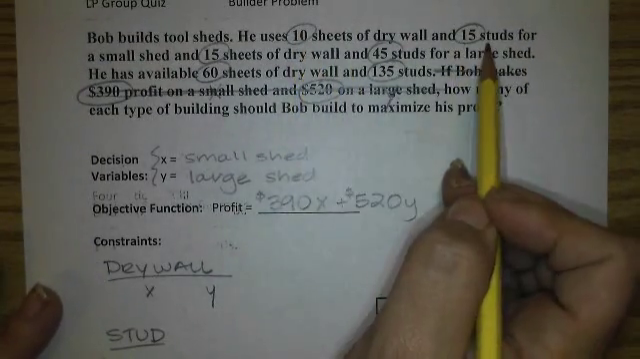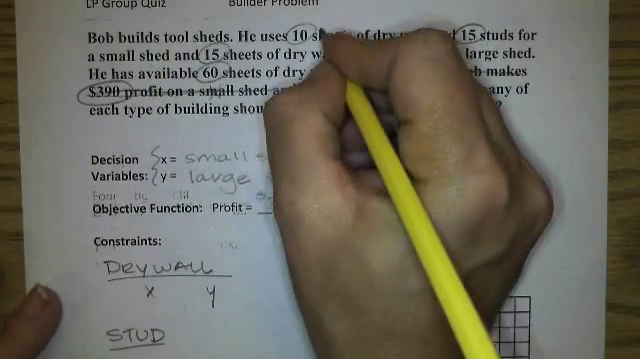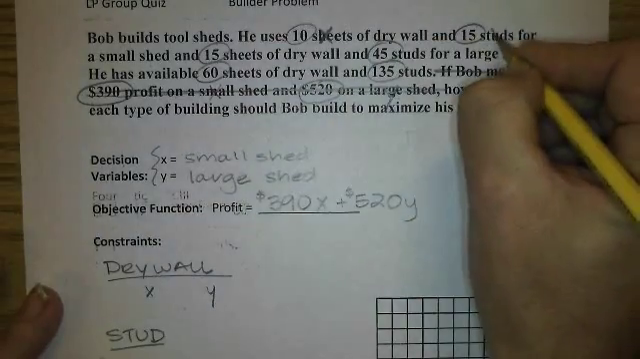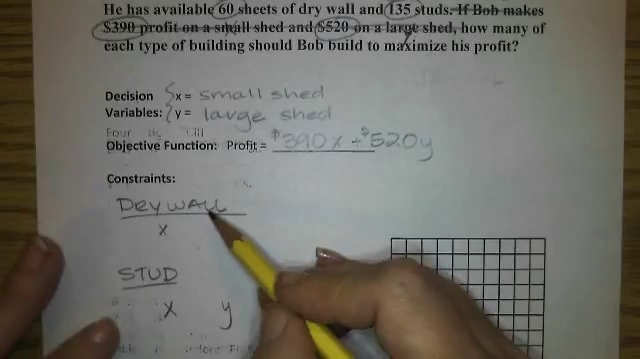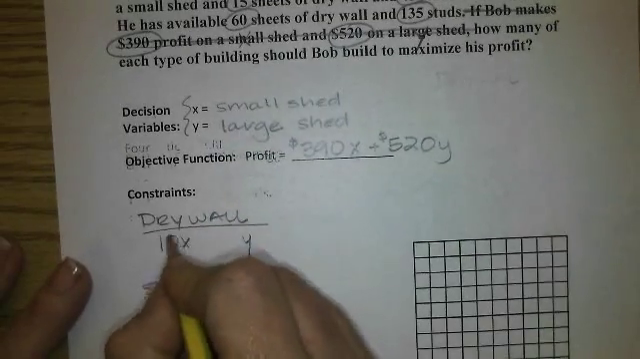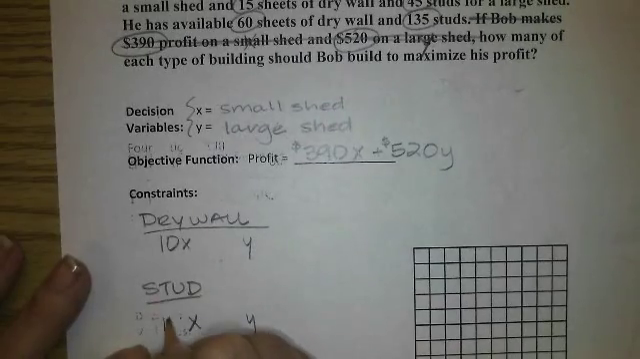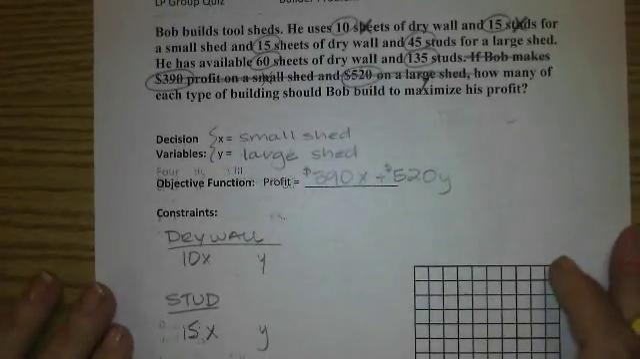So the 10 and the 15, recognizing that's both with the small shed, so that's 10 X's here and 15 X's here. But if you notice, they're both X's, and that's going to go for those two other equations. So we have 10 for drywall, and we have 15 for studs. See if you can see that a little bit easier.